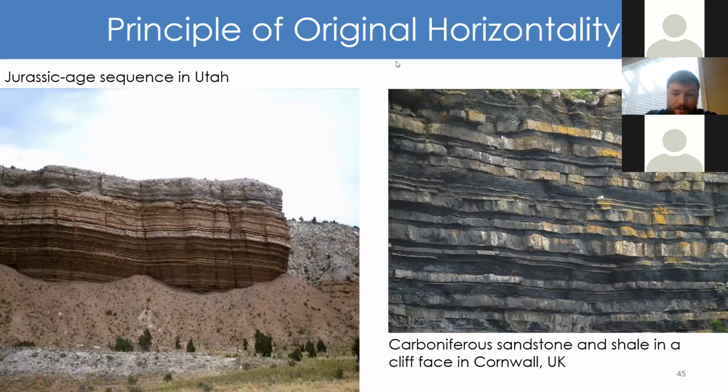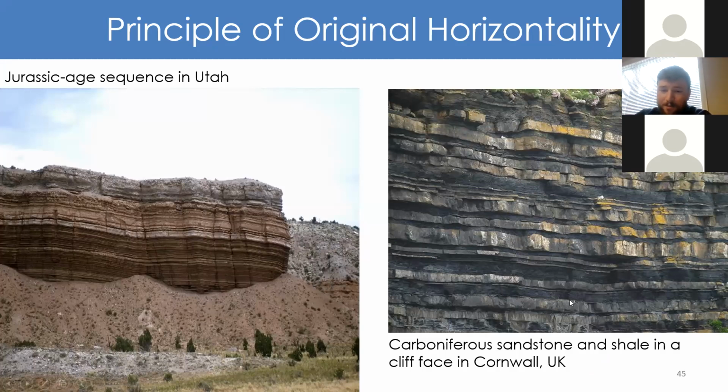So these two examples are really great for looking at original horizontality. All of these are still in their original horizontal position. There's no deformation. You can clearly see the defined differences in the layers. And based on each of these layers, you can start to see patterns in deposition.